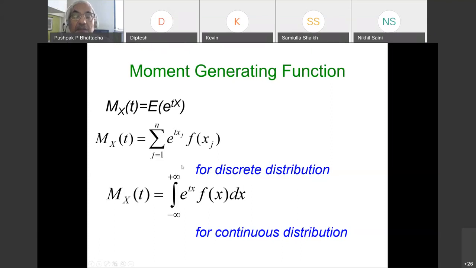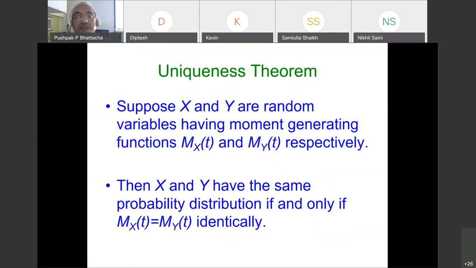And if I am dealing with continuous random variables, the continuous distribution, then the summation is replaced by integration going from minus infinity to plus infinity, where fx dx is the probability density function of the random variable, and e to the power tx is the quantity I'm interested in. So this is the moment generating function for a random variable. Discrete random variable, first expression; continuous random variable, second expression. So let's see what this moment generating function gives us.